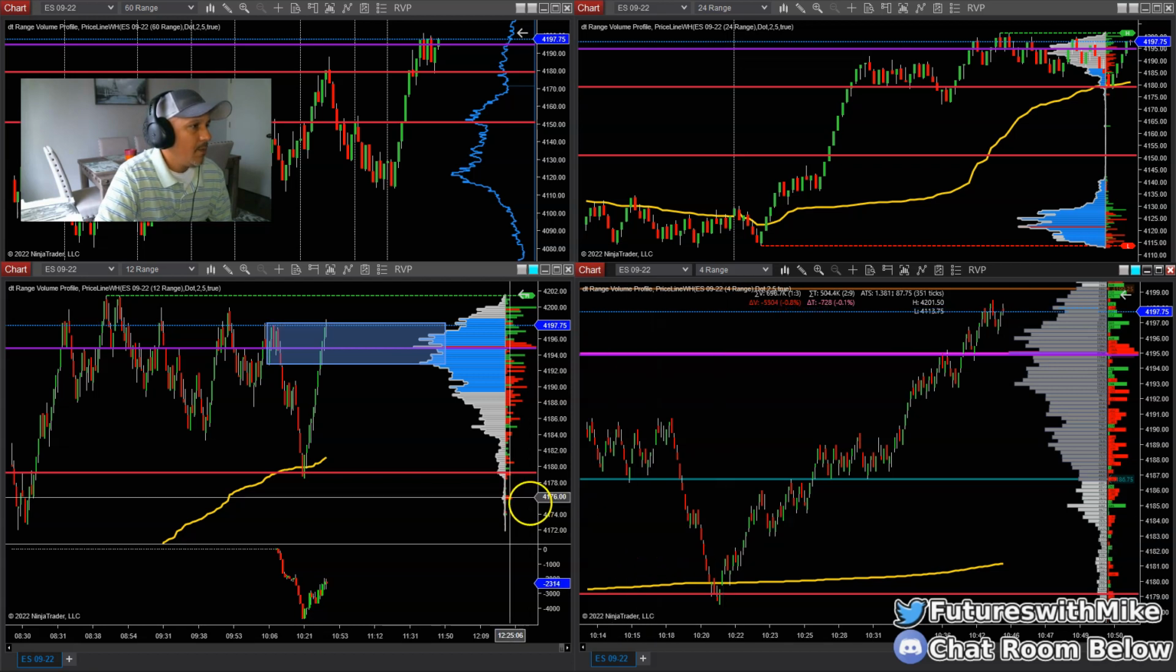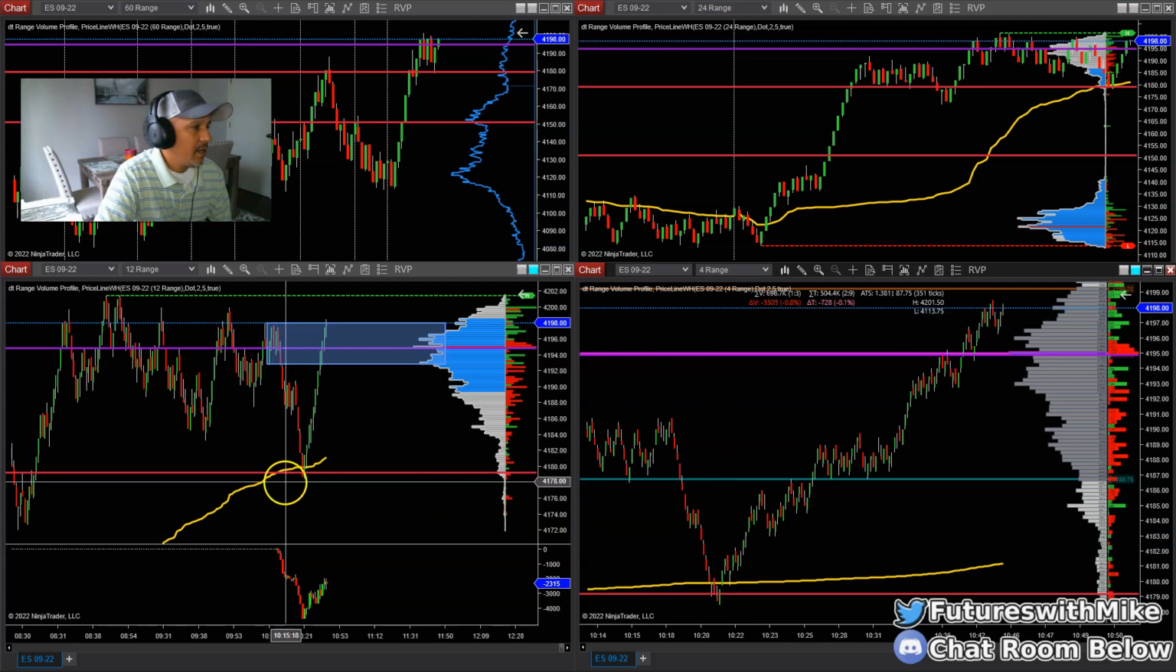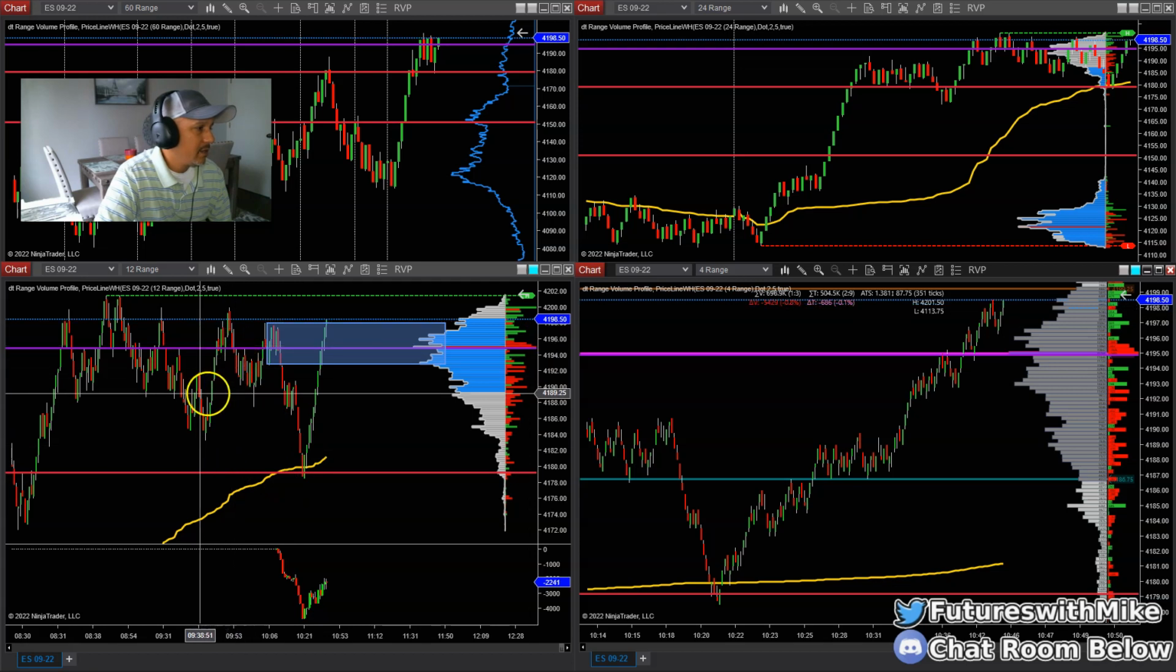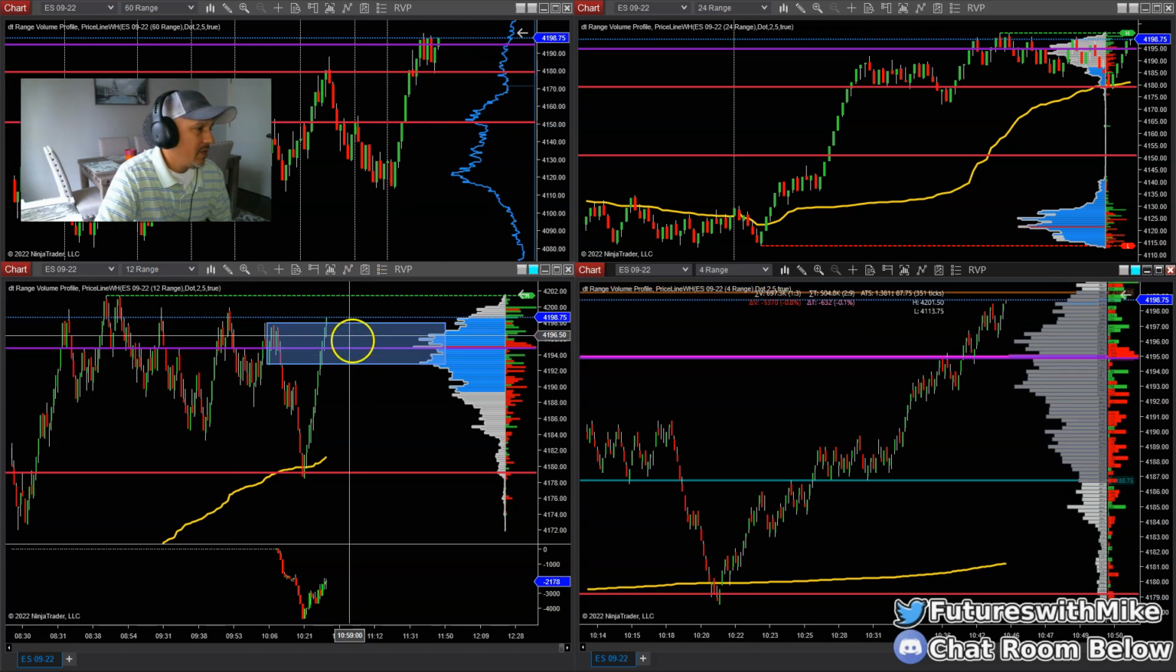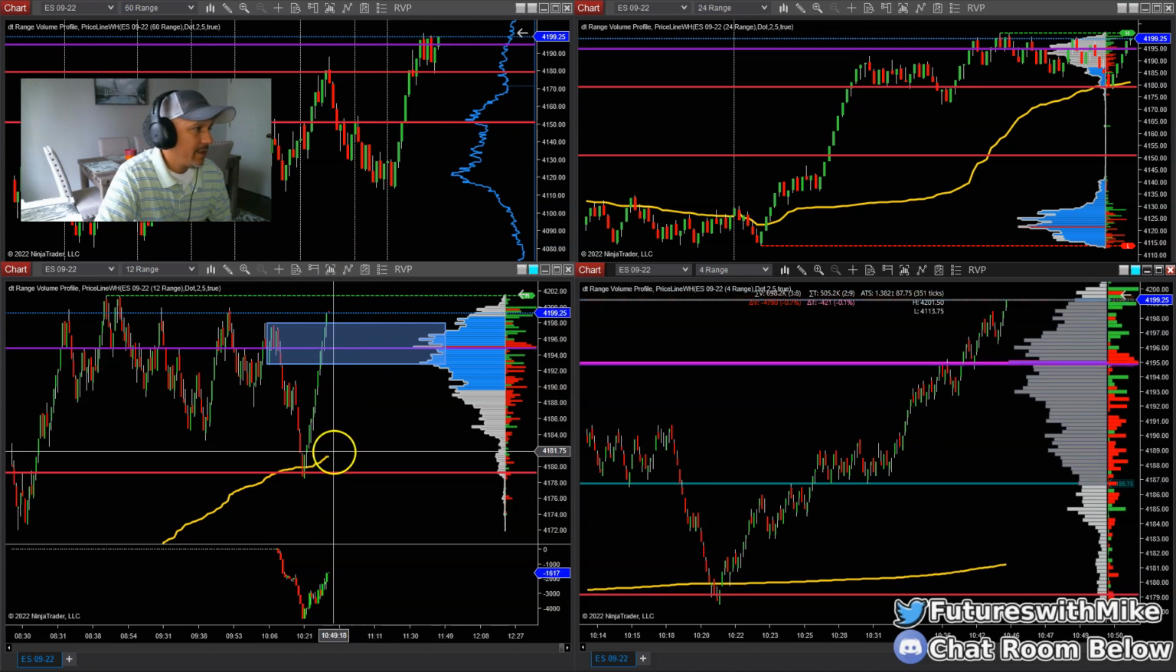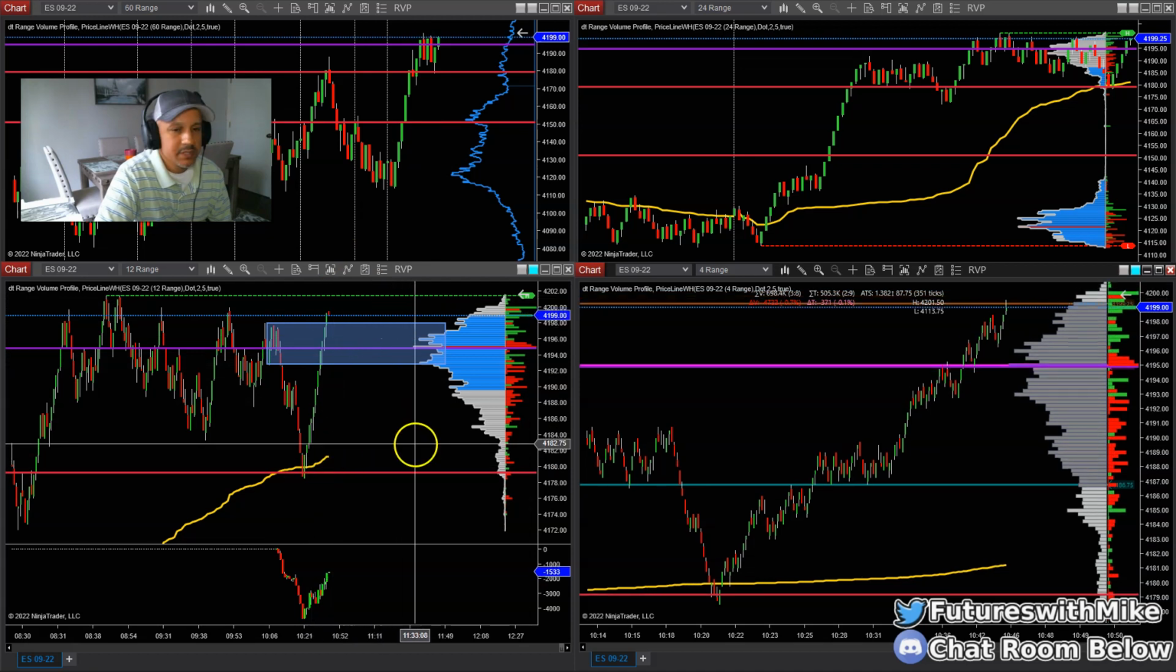But yeah, so price could break. Let's see, this area right here, right? All right, being that we bounced off the 60 range chart at a demand level, and then pull back to this area somewhere down here, then we could look for another long possibly. So we'll see.